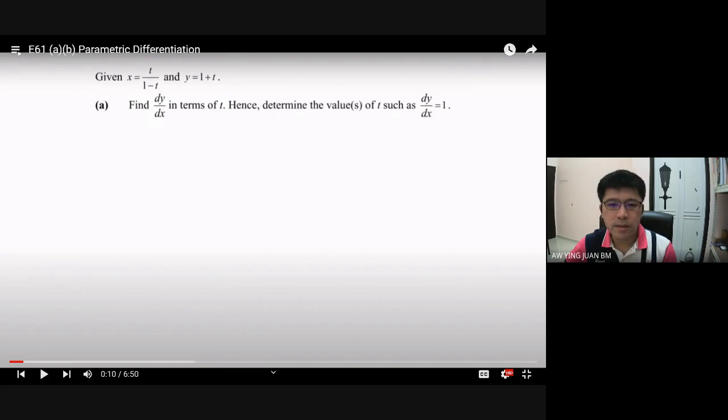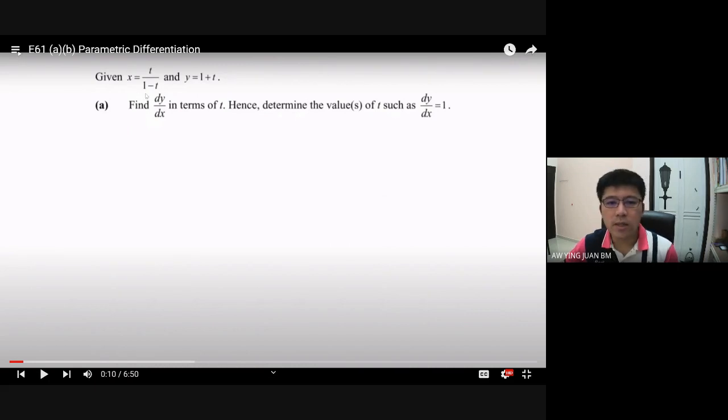Yang pertama, kita ada dua parameter. Kita ada X equals to T over 1 minus T. Kita ada Y equals to 1 plus T. Parameter kita adalah T. Okay? Fokus kita differentiation, bermaksud kita nak cari dy dx. Anda perlu rujuk kepada chain rule.